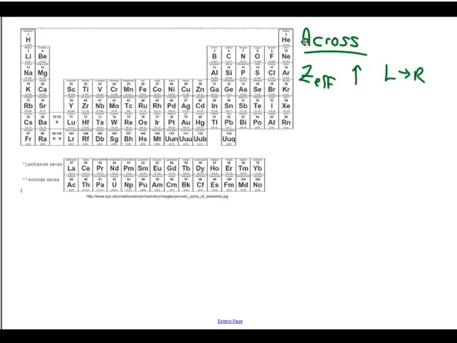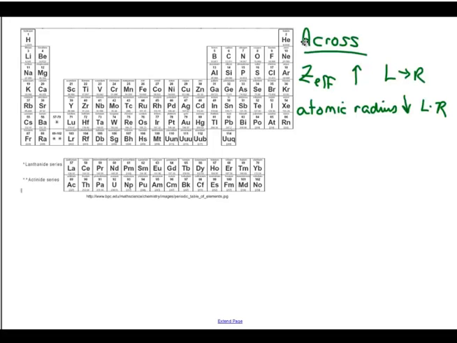If I look at atomic radius next, as that effective nuclear charge increases, it pulls on those outer shell electrons. Because I'm not adding energy shells, and because the pull keeps getting stronger, those valence or outer shell electrons keep getting pulled closer and closer to the nucleus. So what that does is that makes the radius smaller. So as I go left to right across a period, the atomic radius will decrease. Now there are some glitches along the way, and we'll talk about that in a little bit. But in general, the trend is radius decreases.